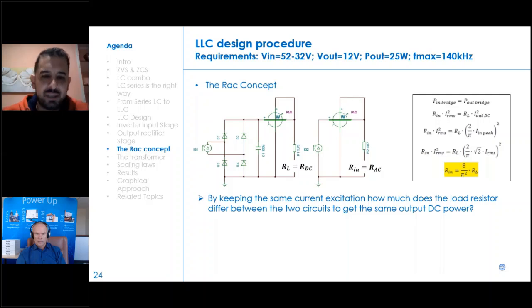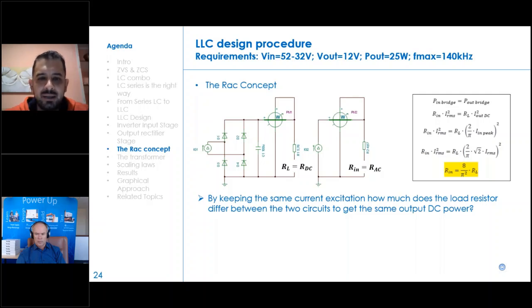The RAC concept needs to be understood deeply. It doesn't belong to the puzzle per se by the electrical schematic, but it has a critical impact in selecting the right transformer turn ratio.